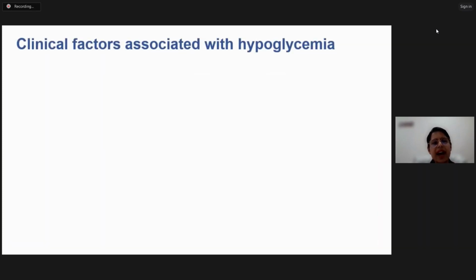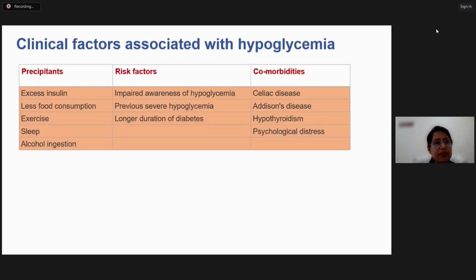Talking about the clinical factors which can be associated with hypoglycemia. The main precipitating factors are a mismatch between the insulin dosage and the consumption of food, or sometimes people accidentally take more insulin, a wrong dosage, or the wrong type of insulin. Excessive exercise on a particular day, or suddenly starting exercise with a longer duration, sleep, and alcohol ingestion are the major precipitating factors, which depend on the individual's care.